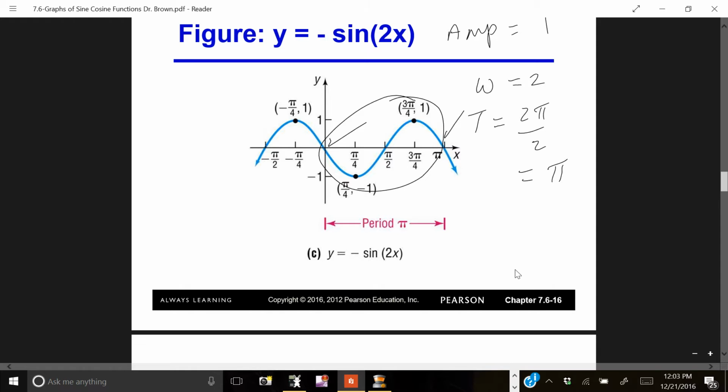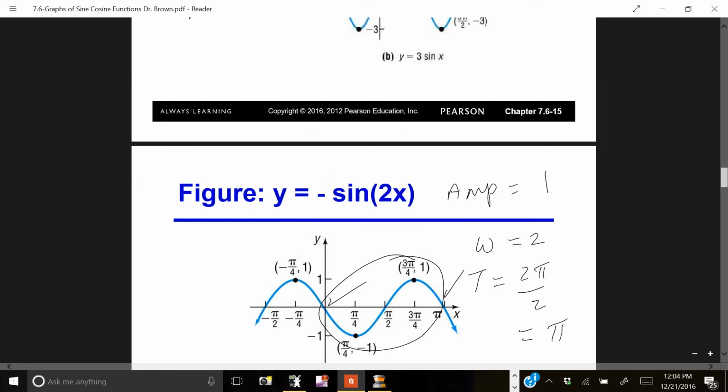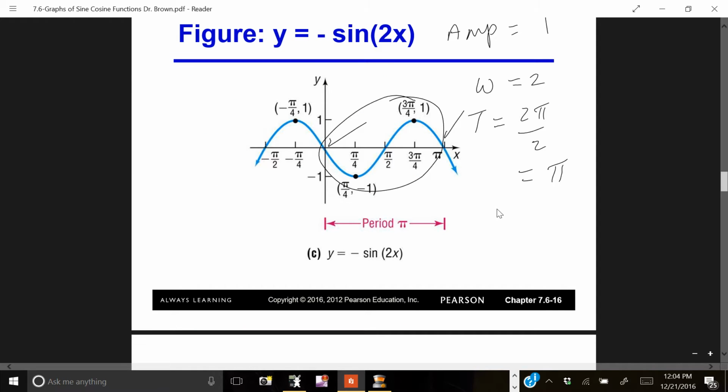Now let's look at y equal minus sine of 2x. The amplitude is 1, the period is pi. I think we just did this, so I'm going to skip.